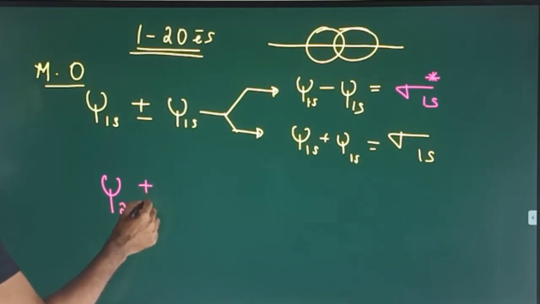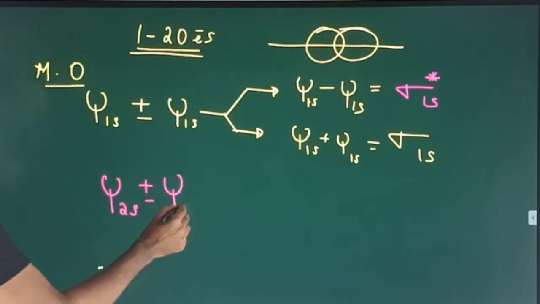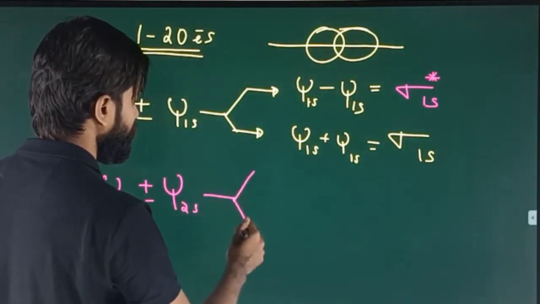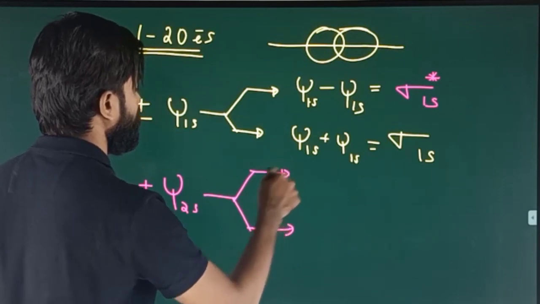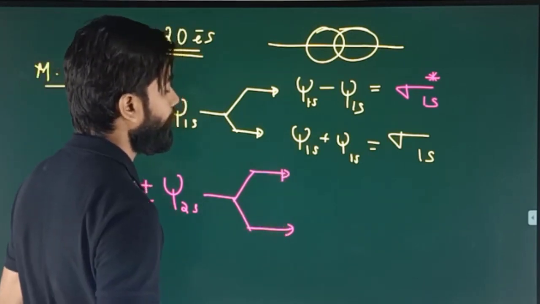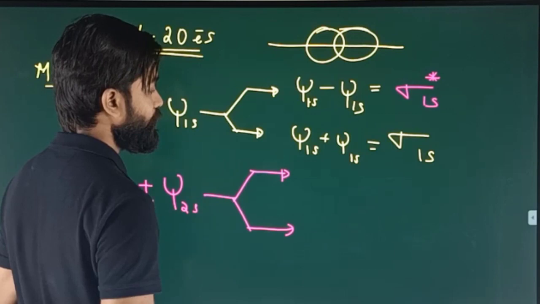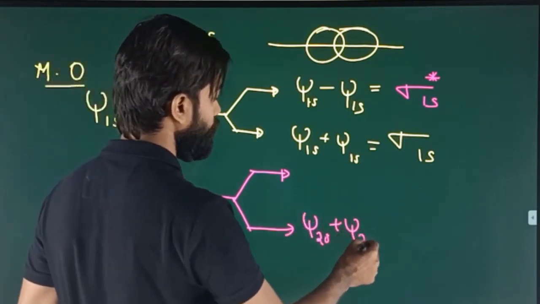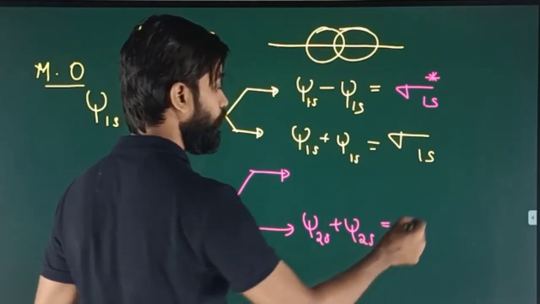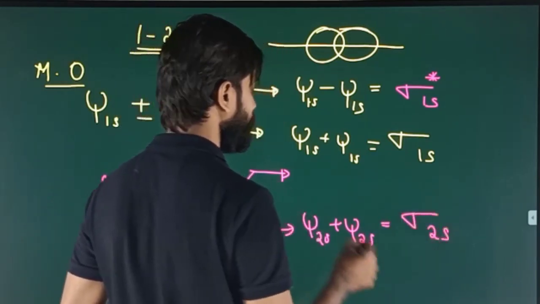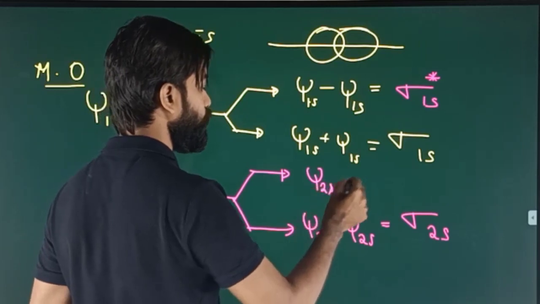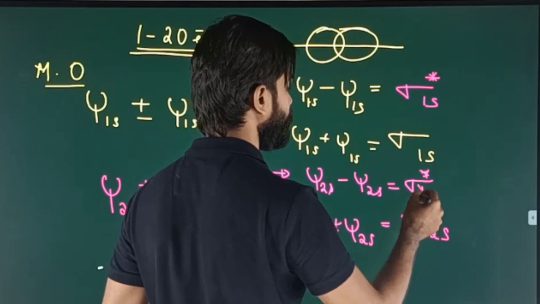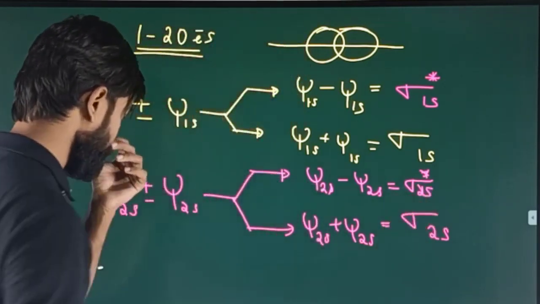What about the 2s, psi 2s plus or minus psi 2s? Okay, fine. So tell me the case. There are also two possibilities: psi 2s plus psi 2s, which leads to the molecular orbital sigma 2s, and the subtractive combination of psi 2s minus psi 2s, which leads to sigma star 2s. Okay, ready.